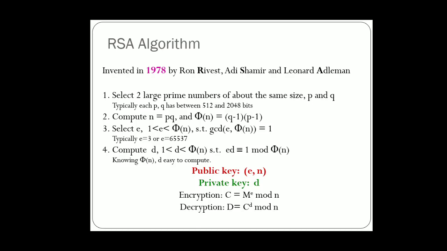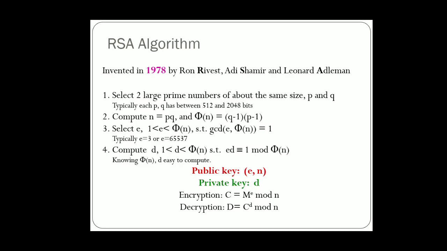Next, we have to calculate the D value. Here, the D value is considered as a private key. So, how to calculate the D value? The D value can be calculated by using E into D equals 1 mod phi of n. Based on this equation, we can calculate the value of D.